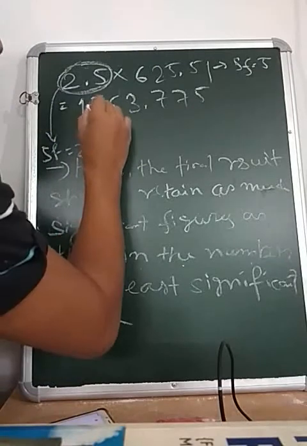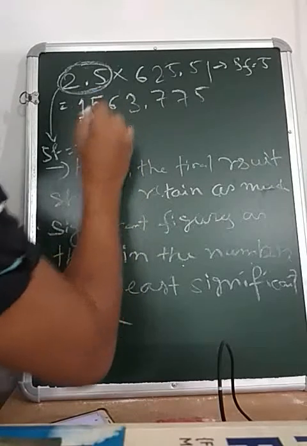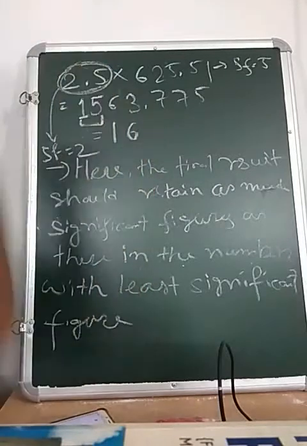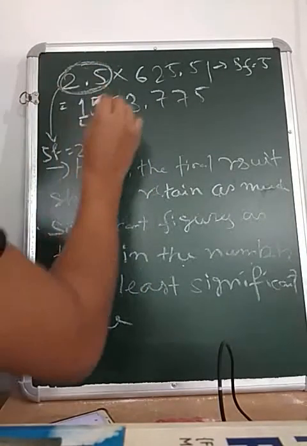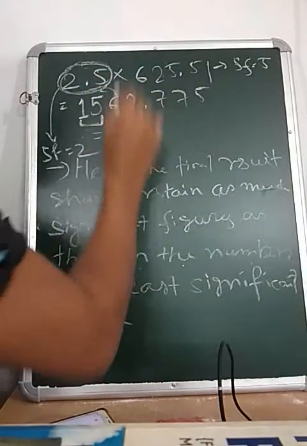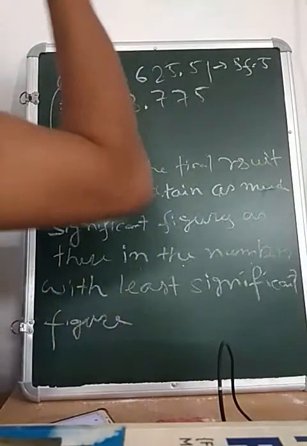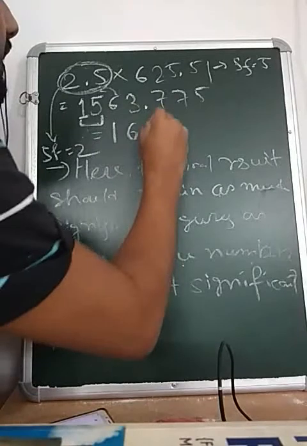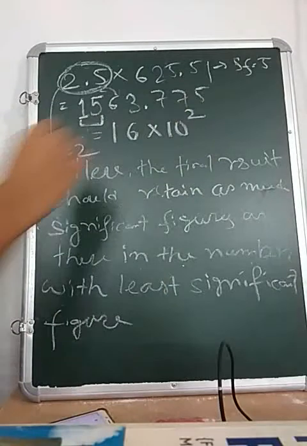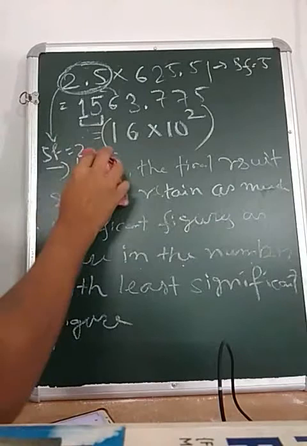Okay, suppose it is 1563. After rounding to two significant figures, this 15 will be 16. Okay, this will be the result. Here 6 is greater than 5, so we add 1 to the preceding number, that is 5 plus 1, 6. So see, here there is a decimal point. Okay, so how do we represent this? 16 into 10 to the power 2. Okay, so this is the result.